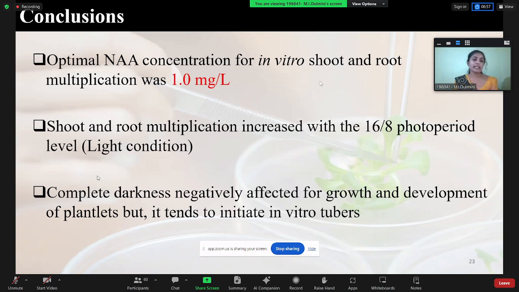So let's come to the conclusion. The optimal NAA concentration for the in vitro shoot and root multiplication was 1 milligram per liter. The shoot and root multiplication increased with the light condition, but complete darkness negatively affected the growth and development of plantlets, but it tends to initiate in vitro tubers.